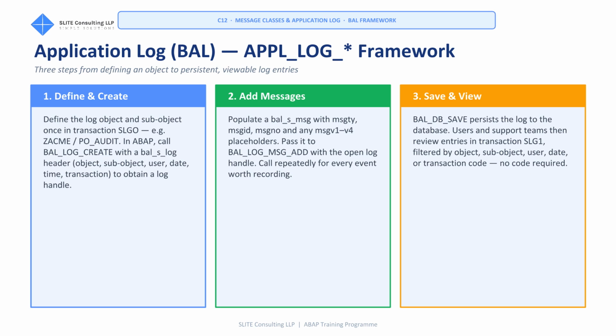The setup has 2 steps. First, in transaction SLGO, create a log object with a Z name and define subobjects for different categories within that domain. Second, in ABAP, call BAL_LOG_CREATE to open a new log handle. Then BAL_LOG_MSG_ADD for each message you want to record. Then BAL_DB_SAVE to persist the log to the database. The log is then visible in SLG1 filtered by object, subobject, user, date range, and transaction code.